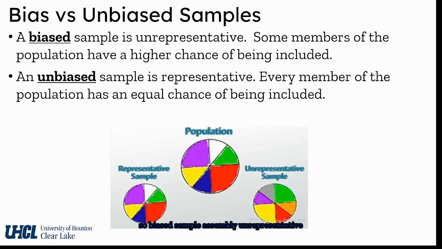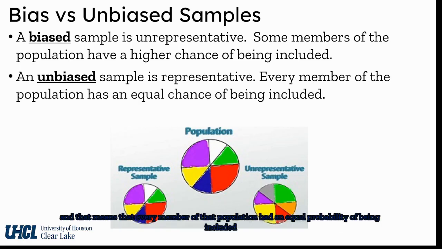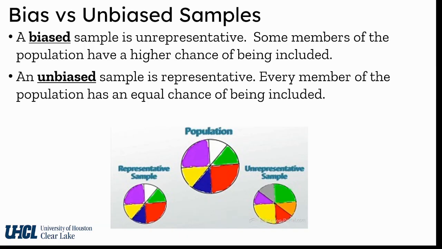So a biased sample is simply unrepresentative. That means that some members of your population had a higher chance of being included in your sampling method. An unbiased sample is going to be representative, and that means that every member of that population had an equal probability of being included. And so it really represents the population that you're dealing with.